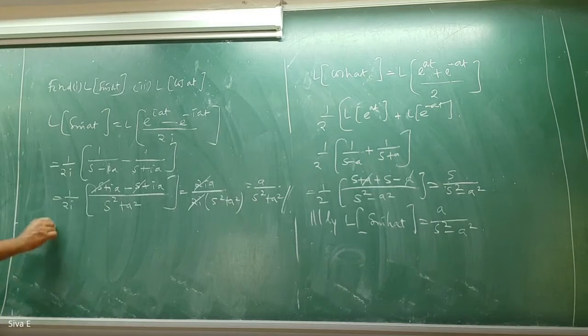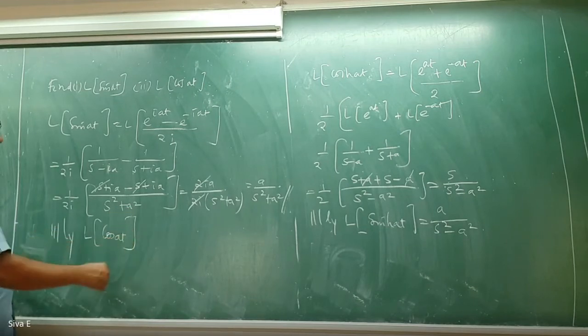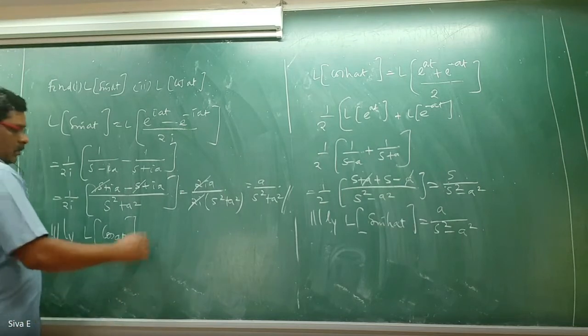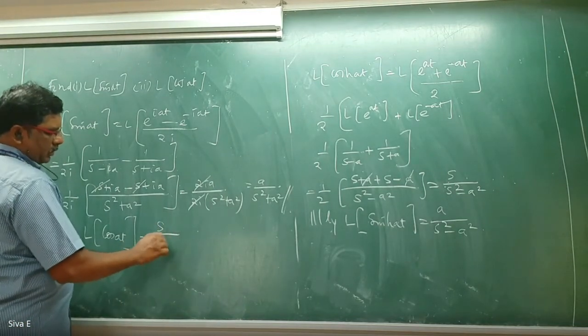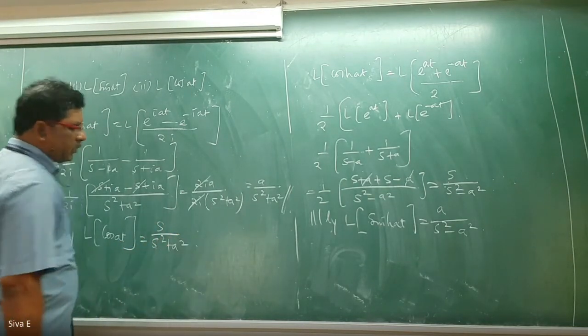Similarly, we can get that the Laplace transform of cos at is equal to s by s square plus a square.